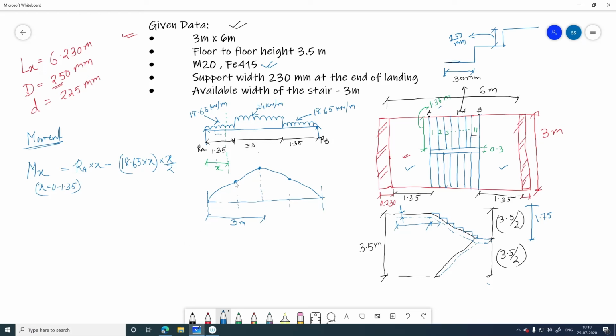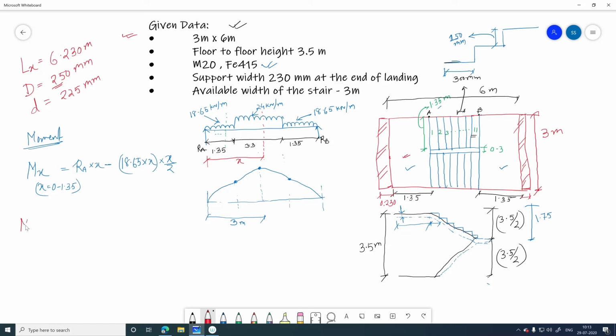But we will determine this moment also. So this is the equation for x equals 0 to 1.35. Now we will determine the Mx equation up to this particular distance, that means x. So now we will consider the x distance, which is in the range between 1.35 to 4.65, because 1.35 plus 3.3 is up to here, 4.65.